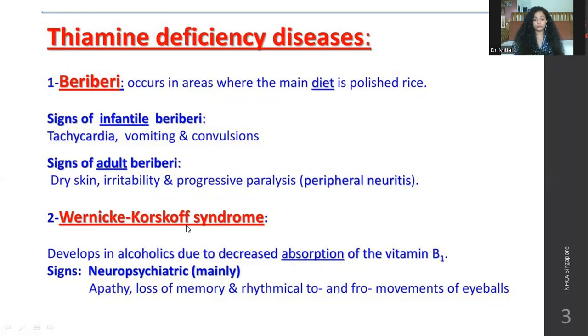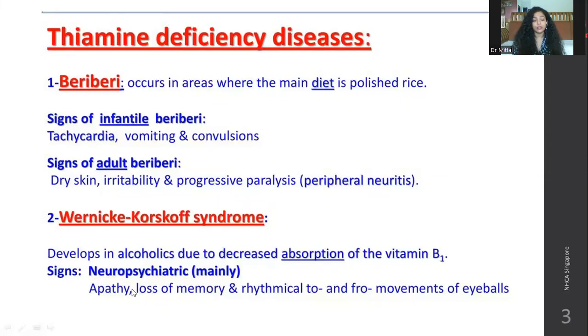Wernicke-Korsakoff syndrome is seen in alcoholics. Alcoholics also develop beriberi because of too much alcoholism and the impact it has on the liver's health as well. There is a decreased absorption of vitamin B1 from the intestine. This is the reason why in de-addiction or rehabilitation centers, when alcoholics are admitted, they are immediately put on vitamin B complex supplements as well.